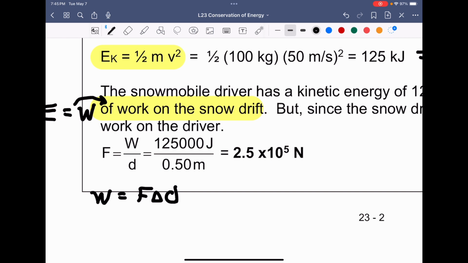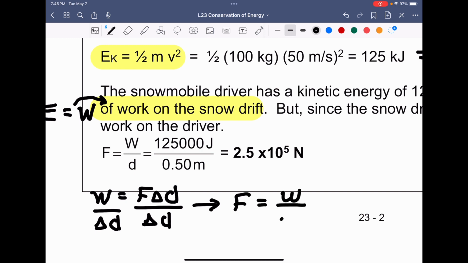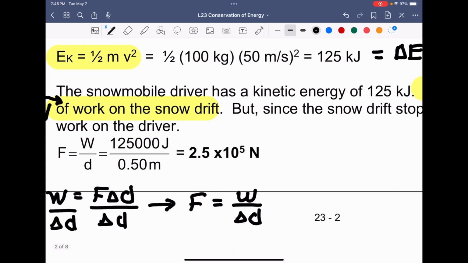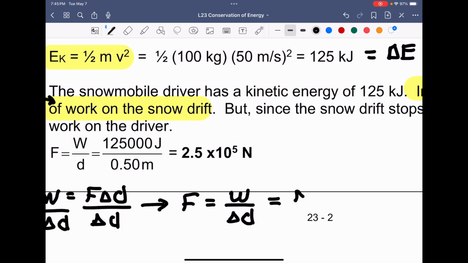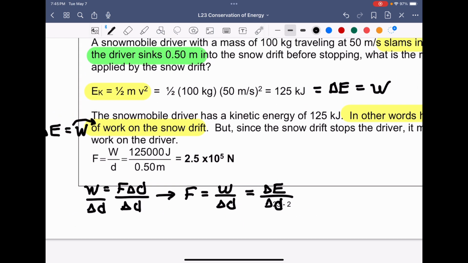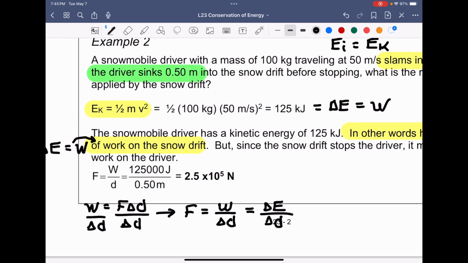What force happens? We divide both sides by delta D. And this ends up giving us that the force required is equal to work divided by the change in distance. Or another way of thinking about this is the force is equal to the amount of energy, or that change in energy, divided by the distance in which that change in energy happened. That represents the force. So this is the force the snowdrift would apply against the snowmobile in order to cause it to come to rest.